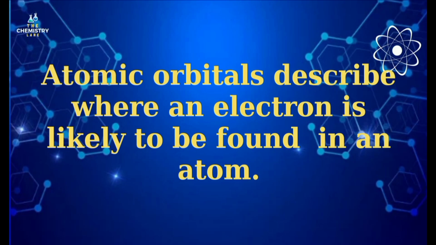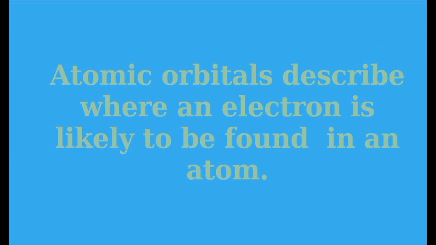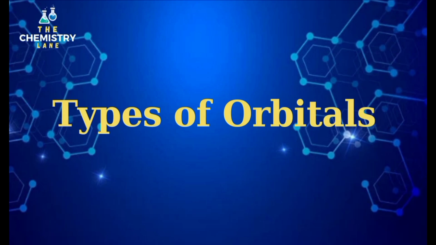Atomic orbitals describe where an electron is likely to be found in an atom. Remember, electrons are found outside the nucleus of an atom and they move in an imaginary path.